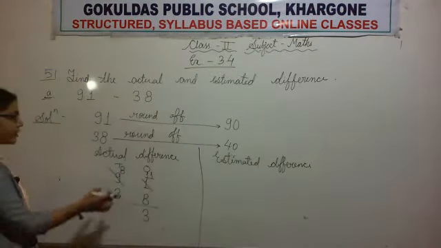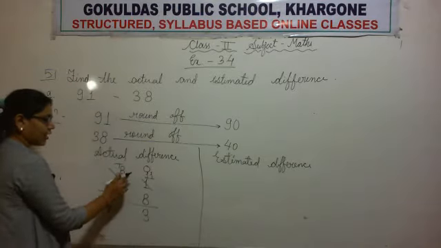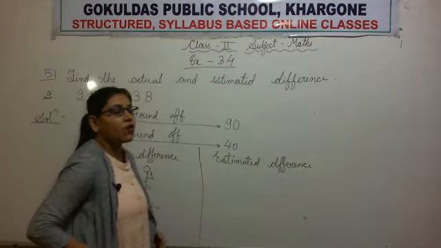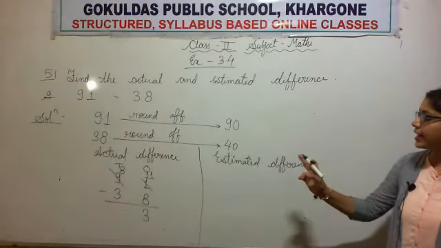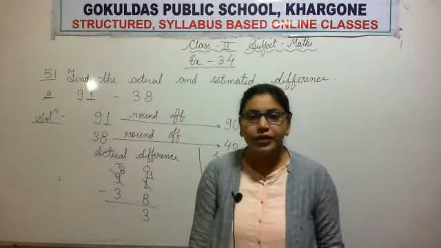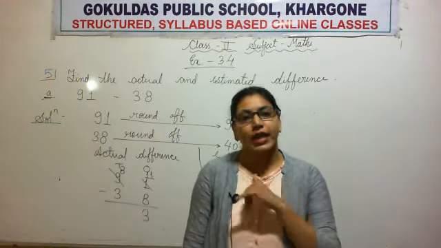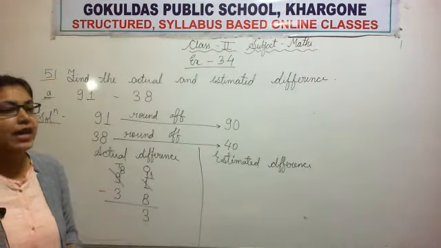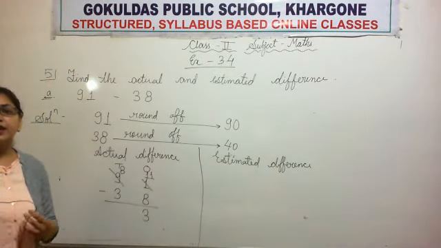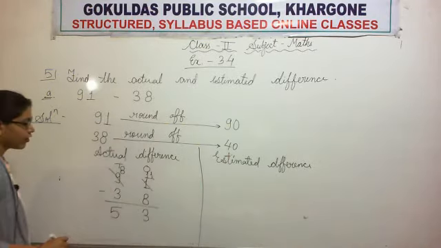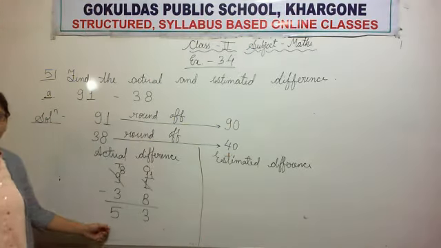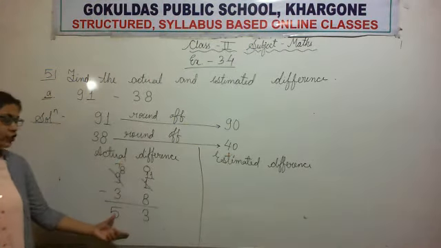Okay. Now moving towards the tens column, 8 minus 3. All of you open 8 fingers. Now minus 3 is there. So take away or close 3 fingers. How many left? Very good. 5 fingers. So we will write the number 5. So 91 minus 38 is equal to 53. This is our actual difference.